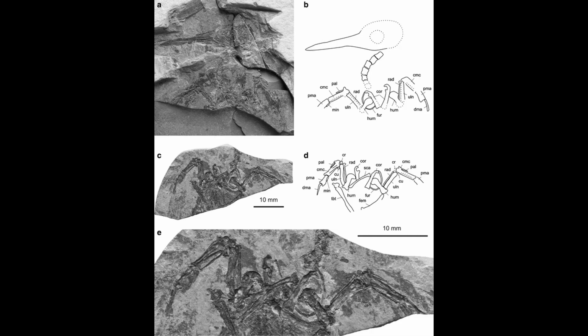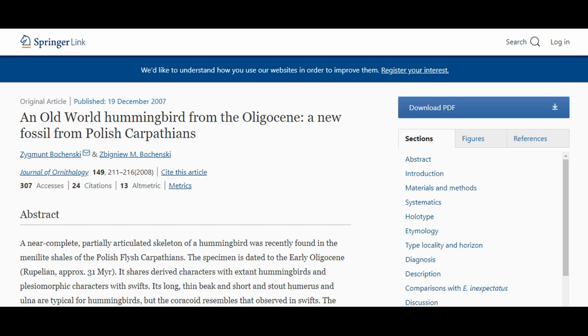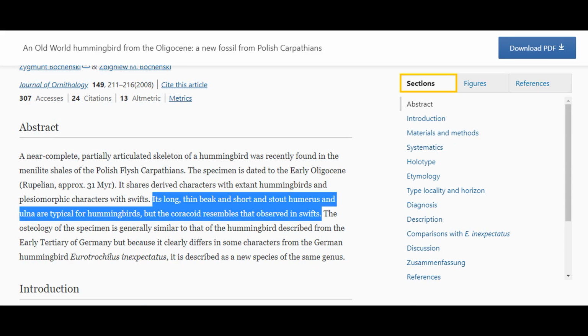Fossils of stem hummingbirds have been found in the Old World, notably in Europe and Asia. For example, a 2007 paper reports for the species Eurotrochilus inexpectatus that, quote, its long, thin beak and short and stout humerus and ulna are typical for hummingbirds, but the coracoid resembles that observed in swifts, close quote.